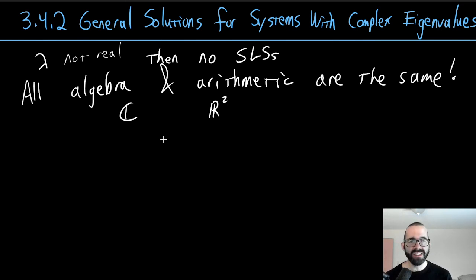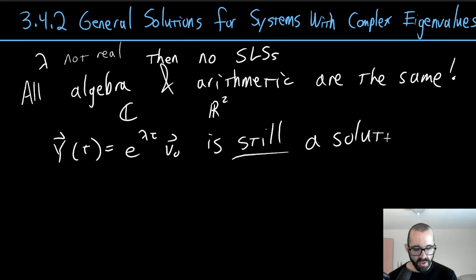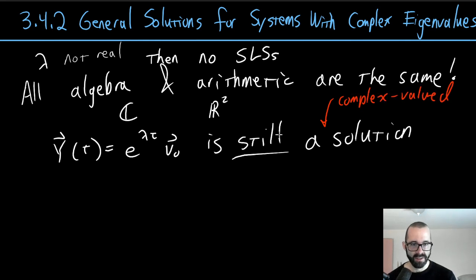So why is this so cool? Why is this statement alone so important? The answer is that in the past, we said that y of t equaling e to the lambda t times its eigenvector was a solution. Well, good news, it's still a solution. The only difference now is it's a complex valued solution, which is not entirely useful, I will be honest.